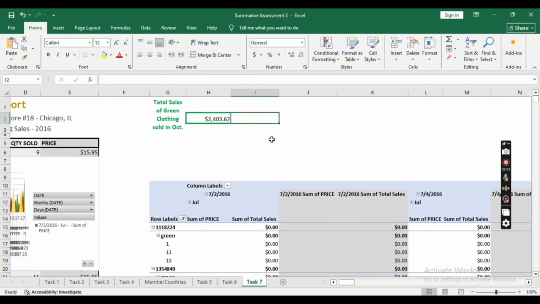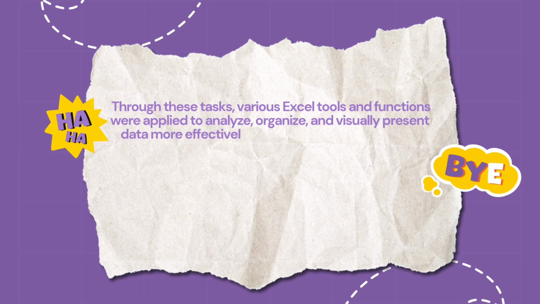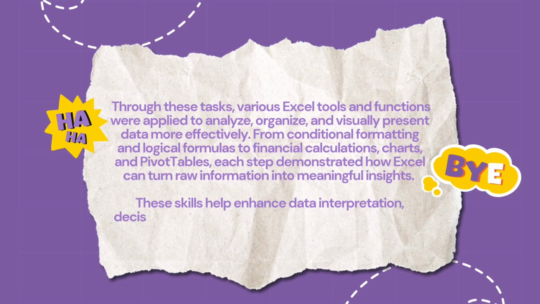These tasks show how pivot tables and pivot charts can create interactive reports that allow users to quickly focus on specific trends using filters and slicers. Through this task, various Excel tools and functions were applied to analyze, organize, and visually present data more effectively. From conditional formatting and logical formulas to financial calculations, charts, and pivot tables, each step demonstrated how Excel can turn raw information into meaningful insights. These skills help enhance data interpretation, decision-making, and professional reporting abilities.